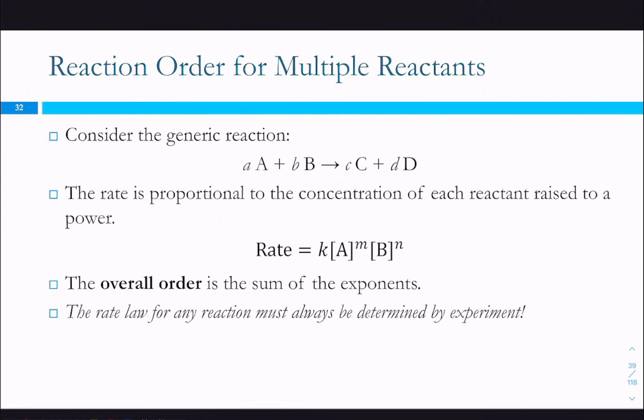We'll get to examples. So our rate then, these will each have a reaction order. It might be 0. So A could be raised to the first, and B could be raised to the 0. So then B doesn't actually affect the overall order.